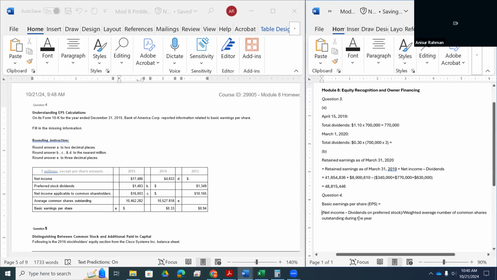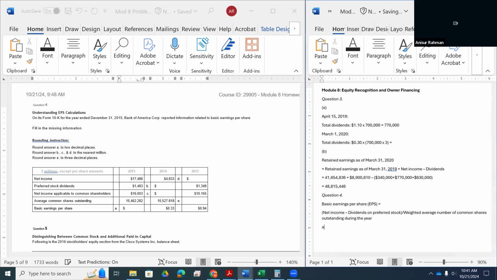So net income minus dividends on preferred stock divided by the weighted average number of common shares outstanding during the year. So you can understand that basic EPS is actually based on common stock. That is why you are subtracting the dividends on the preferred stock, so that we arrive at the amount that is attributable to the common stockholders only, and then divide by the common shares outstanding.